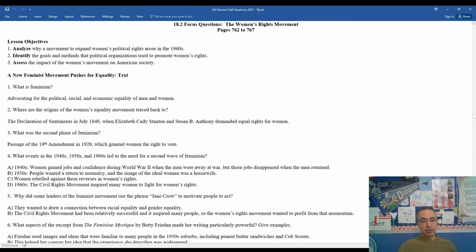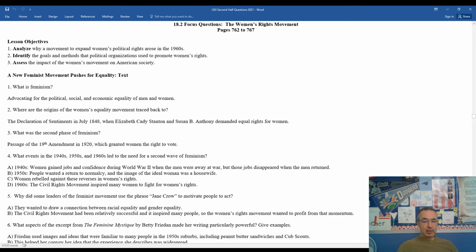1950s, people wanted a return to normalcy, very similar to the campaign after World War I. And the image of the ideal woman was returned to the stereotypical housewife role, where they got married, they cooked and cleaned and took care of the children, the triple C's. And really that was not something that many women were satisfied with. Eventually, women are going to rebel against this and attempt to reverse some of these restrictions.